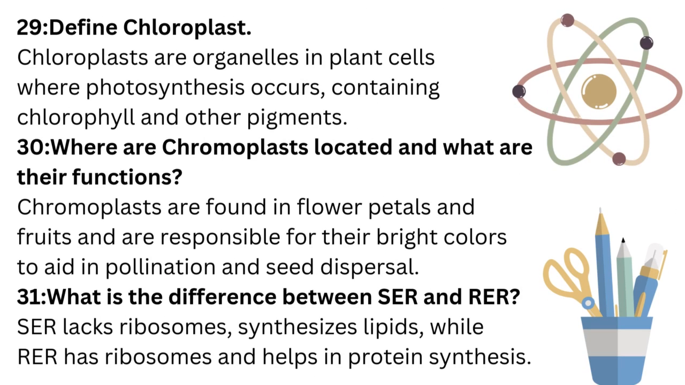Define chloroplast. Chloroplasts are organelles in plant cells where photosynthesis occurs, containing chlorophyll and other pigments. Where are chromoplasts located and what are their functions? Chromoplasts are found in flower petals and fruits and are responsible for their bright colors to aid in pollination and seed dispersal.